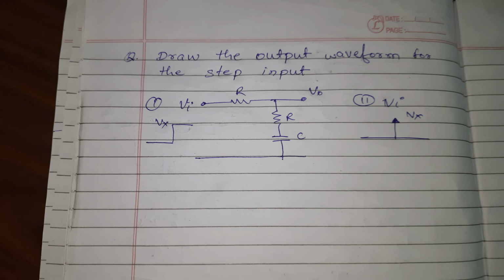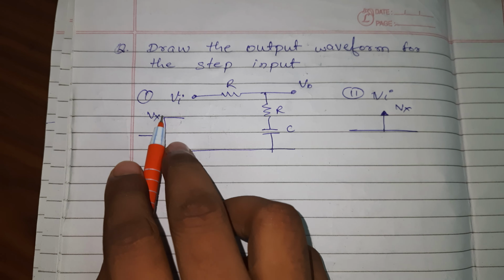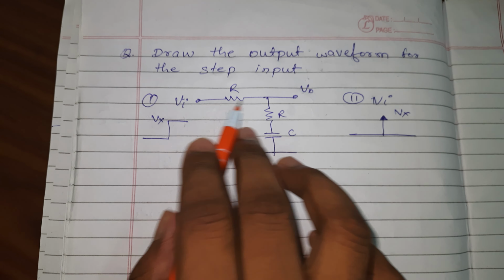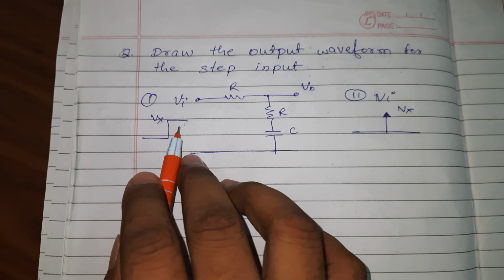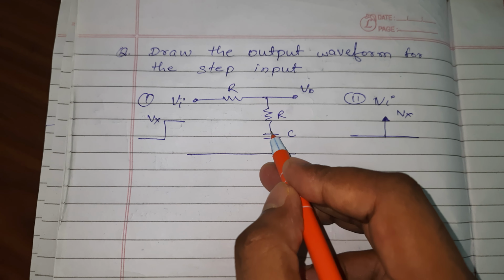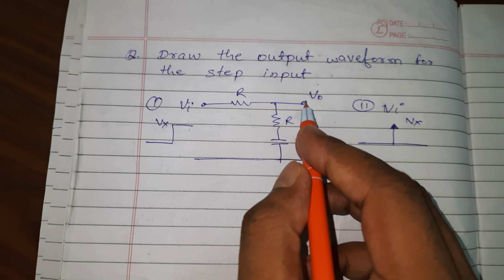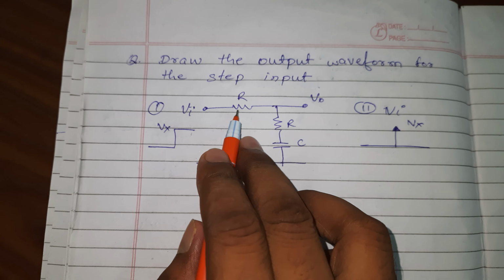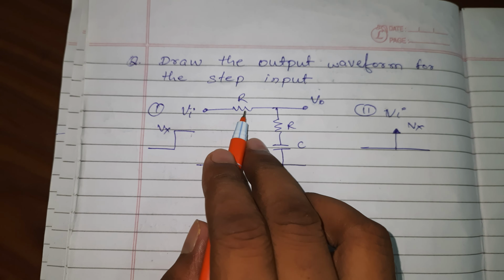So first at t is equal to 0, we see that there is an abrupt change in the input. So this circuit will see input of high frequency. At high frequency this capacitor will be short circuited. So when the capacitor is short circuited, the output voltage will be simply divided between these two resistors. So output voltage at t is equal to 0 plus, Vo will be equal to Vx by 2.